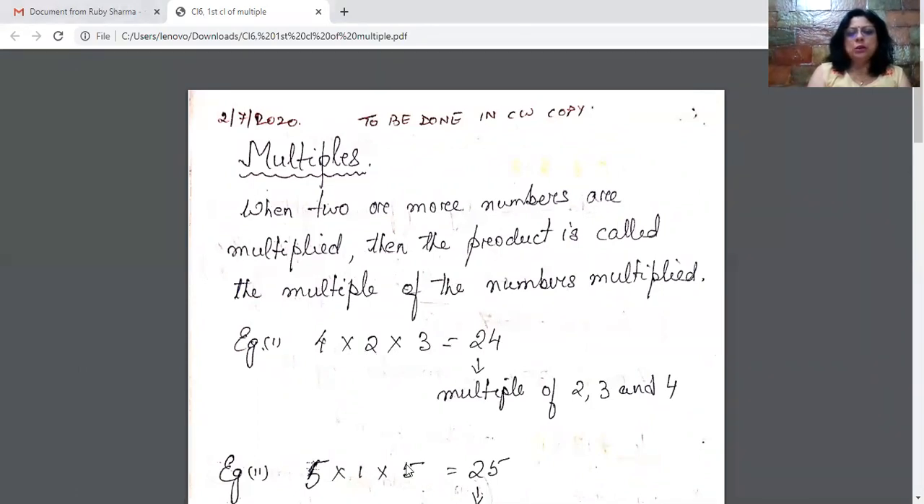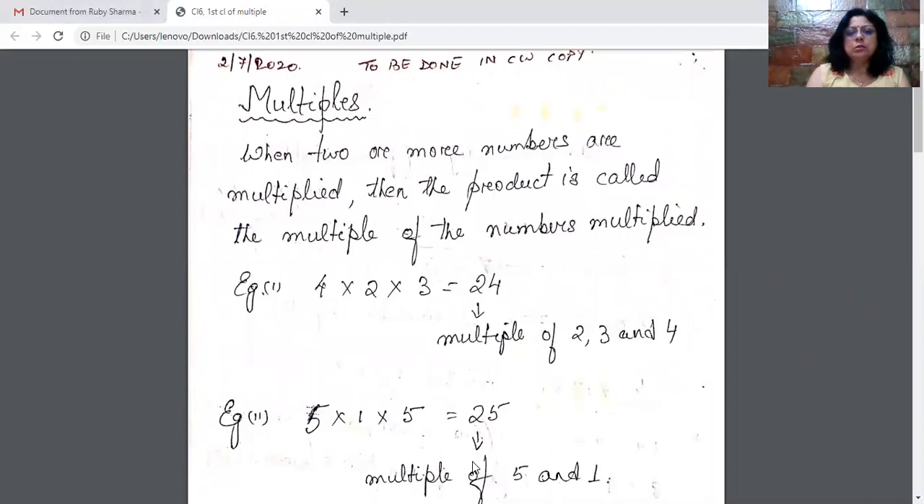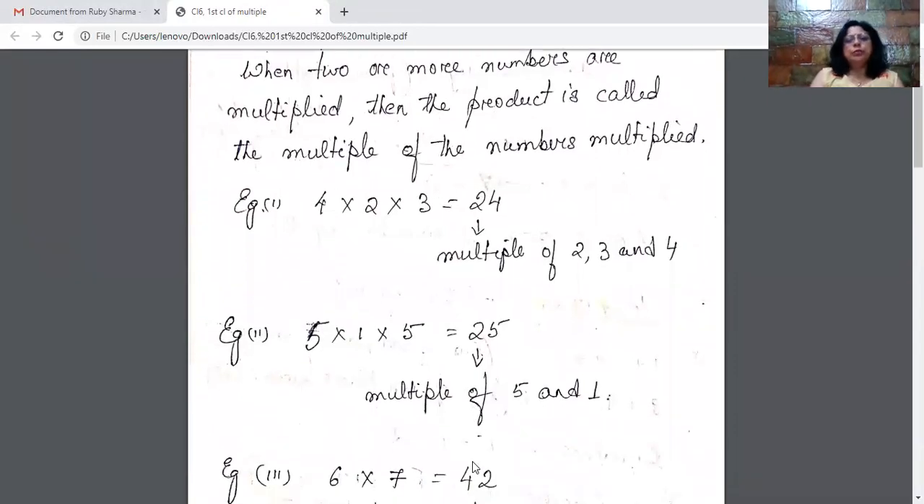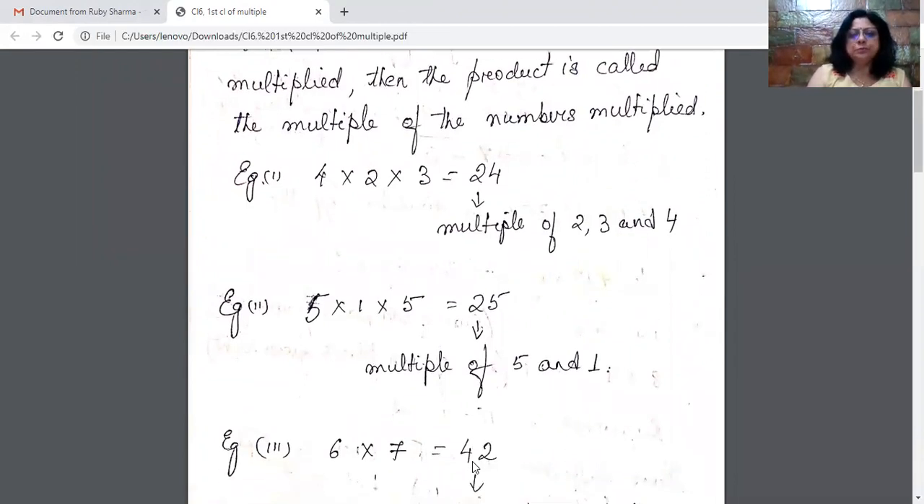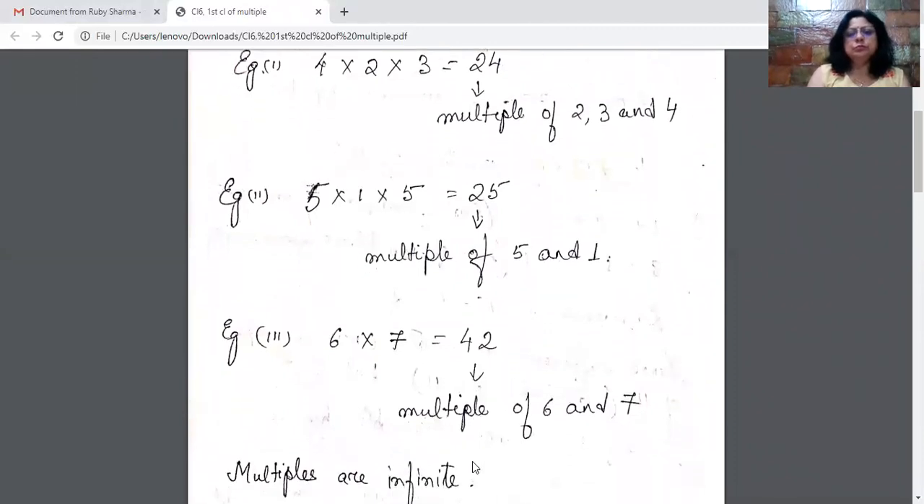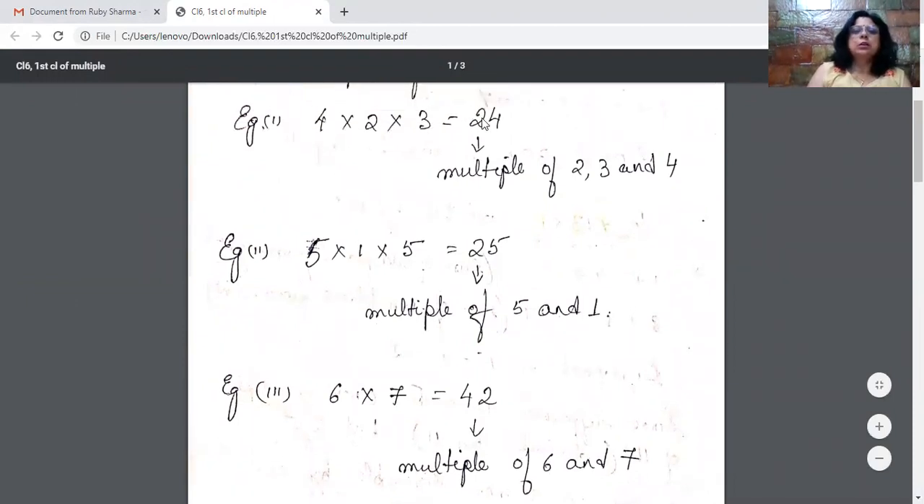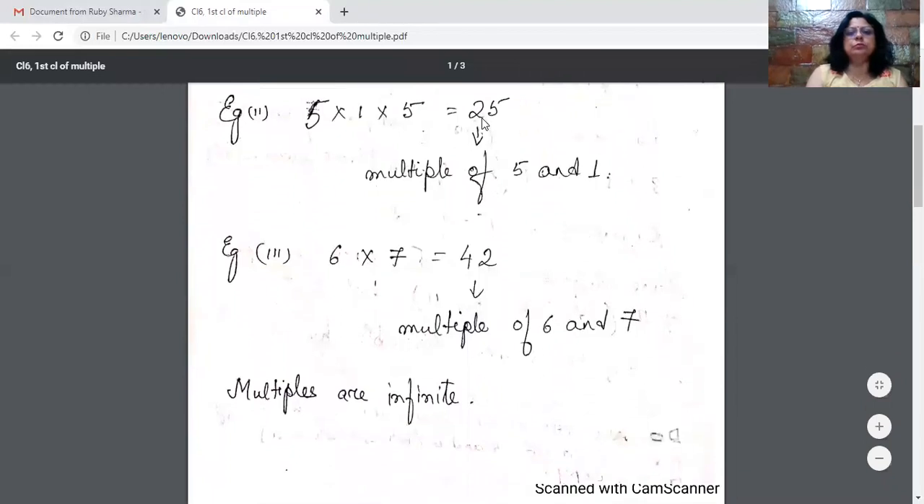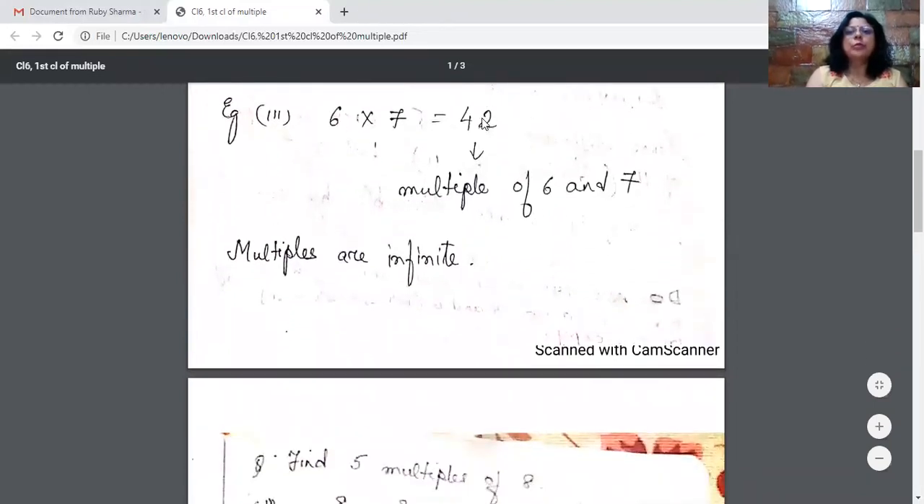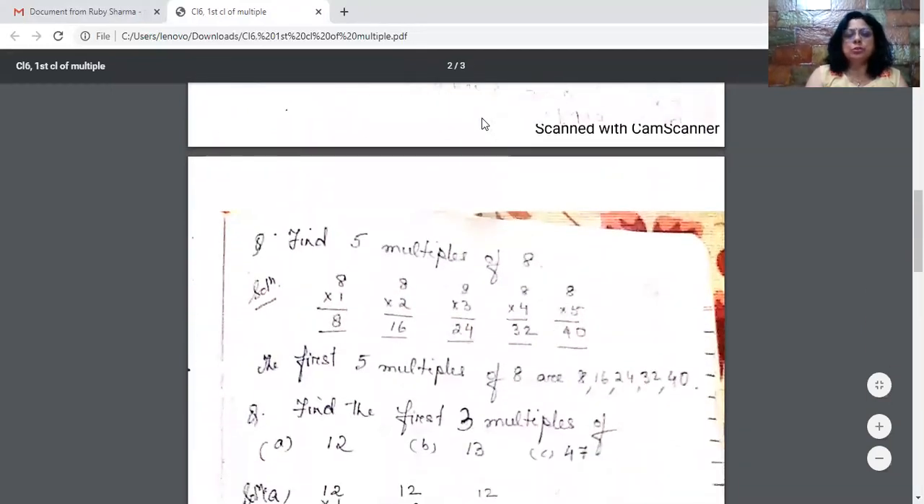5 into 1 into 5 is 25, isn't it? So 25 is a multiple of 5 and 1. Similarly, we have 42 is a multiple of 6 and 7. Now for 24, if I write 6 into 4, then 24 is a multiple of 6 and 4. I can also write 2 into 12 is 24, so 24 is a multiple of 2 and 12. Okay. So that is one of the definitions of multiples.